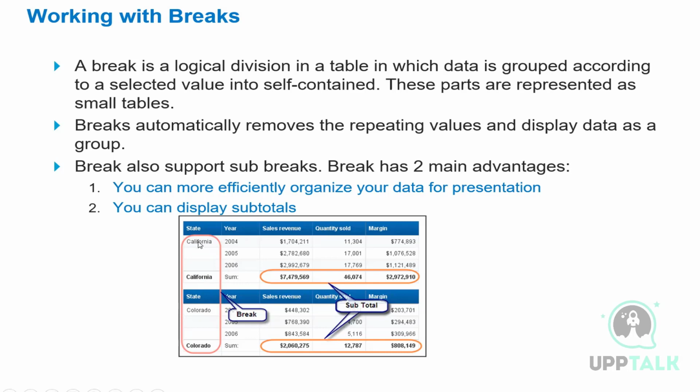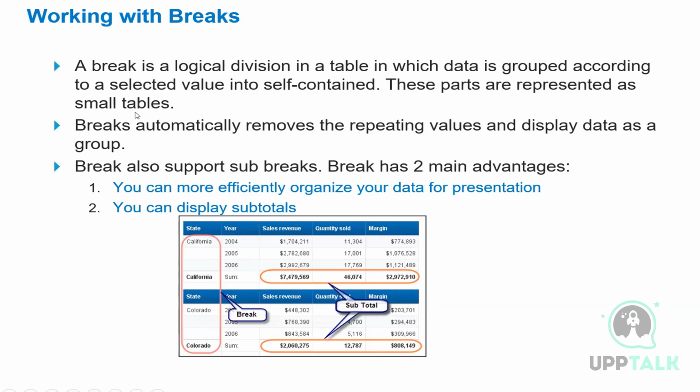And here we can create a sum per break. If we create a sum for each break, it will display the total sales revenue for California here, and for quantities also. A break is a logical division in a table in which data is grouped according to a selected value into self-contained sections. Self-contained means it is there in the table itself.